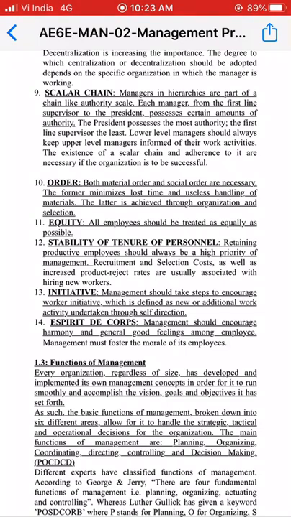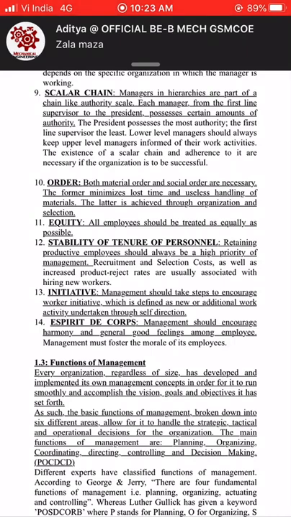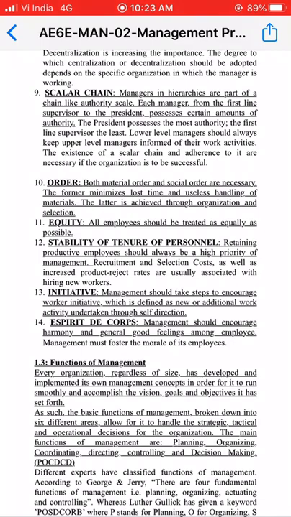Then the 11th principle is what? Your equity. So all employees should be treated equally in your organization. It should be treated as equal as possible, in an equal manner.